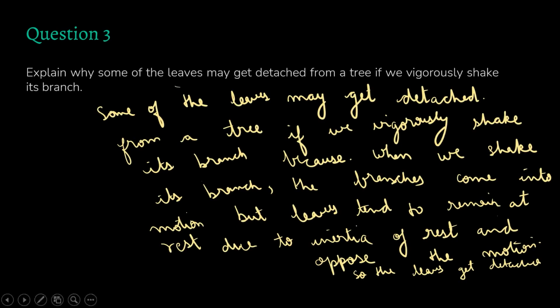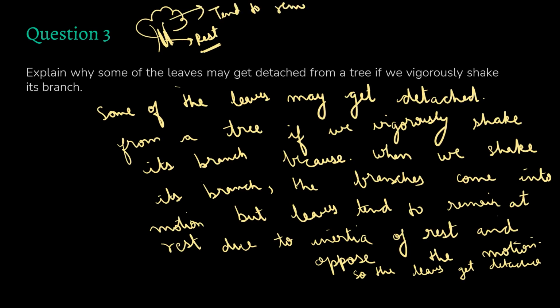So let's do this question. Why may some of the leaves get detached from a tree if we vigorously shake its branch? This is your tree. It is at rest. Okay. And you start shaking the branches of the tree. What will happen? Your branches will come in motion, but your leaves tend to remain at rest. Why? Due to inertia of rest. They're suddenly brought into motion. So that's why the leaves get detached.